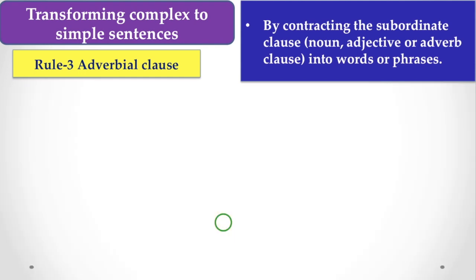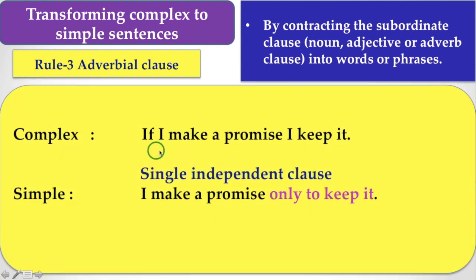So, next example for you: "If I make a promise, I keep it." Here also this is a complex sentence containing an adverbial clause, and here you find "make" and "keep". These are two finite verbs. So here you have to use only one independent clause containing one finite verb.